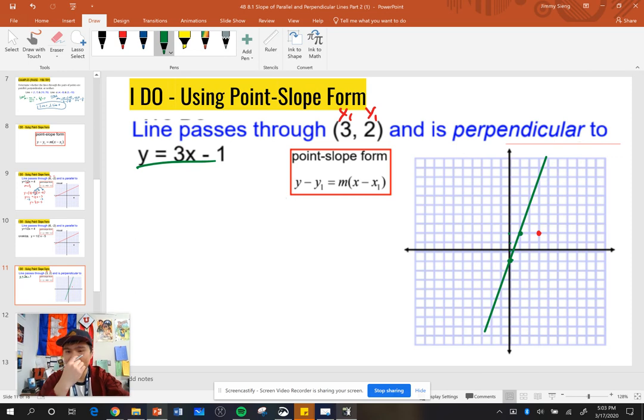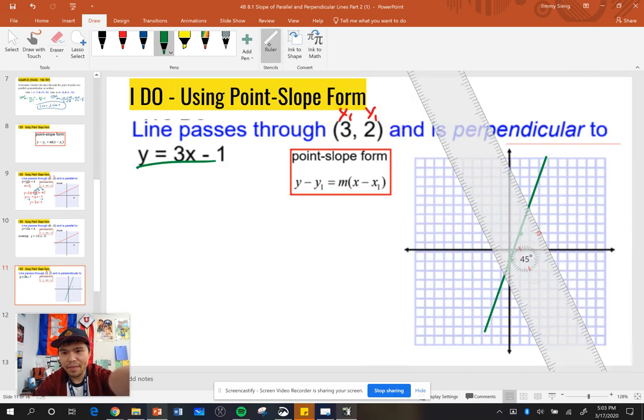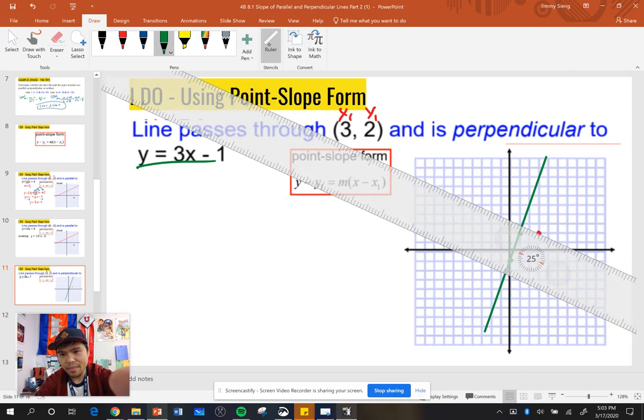Okay, so I want to make something that's perpendicular. If it's perpendicular, what's going to happen to the slope? What's that? I'm just kidding. It's going to be, right, creates a 90-degree angle. It's going to make an intersection, right?